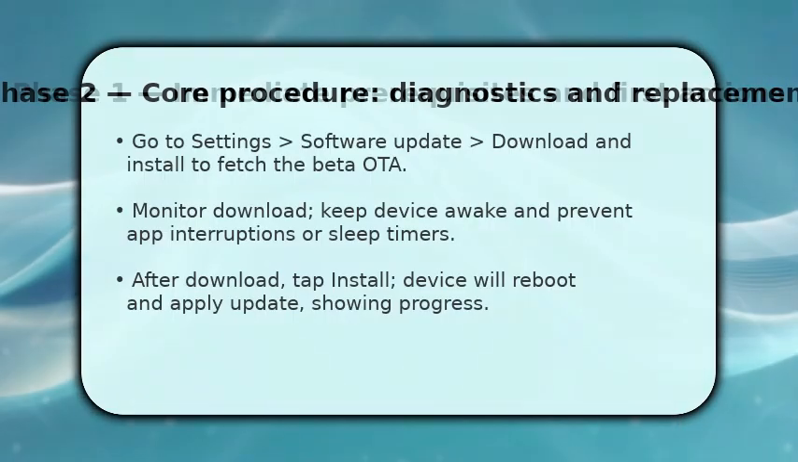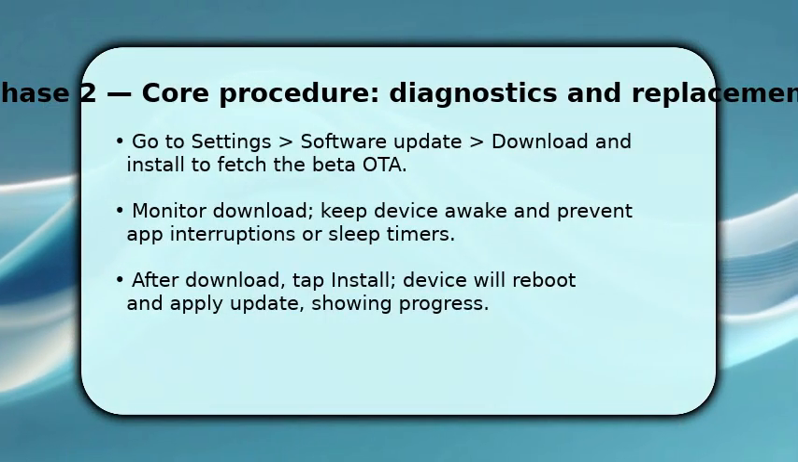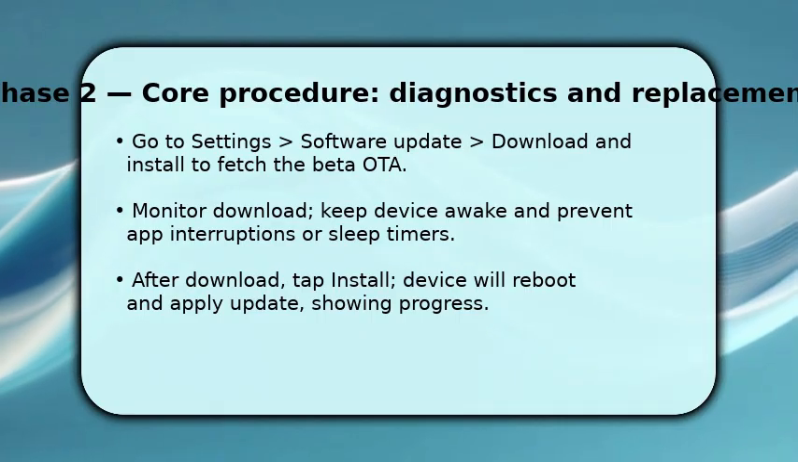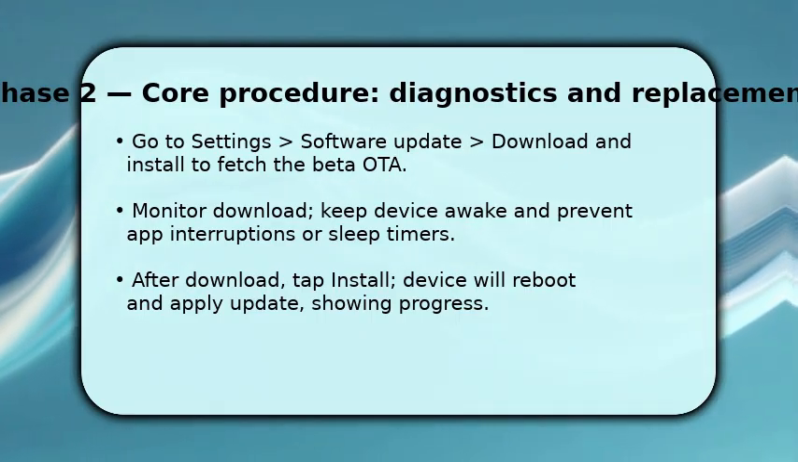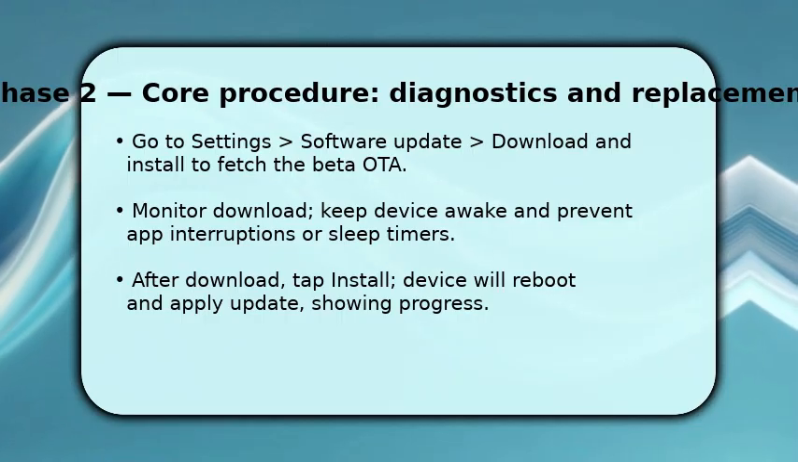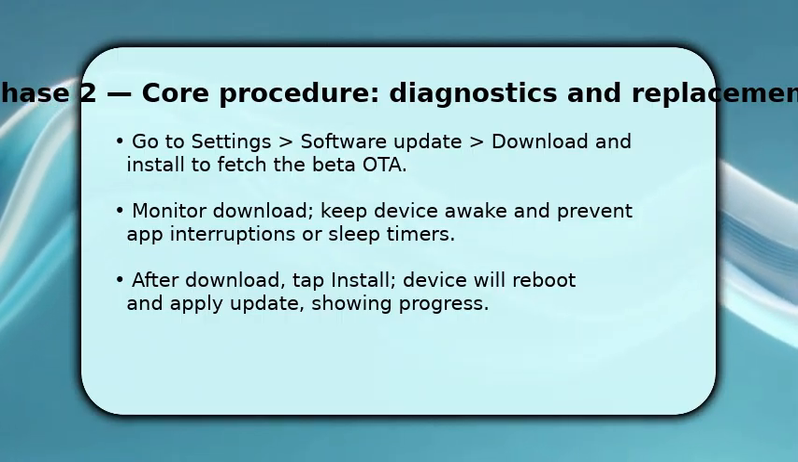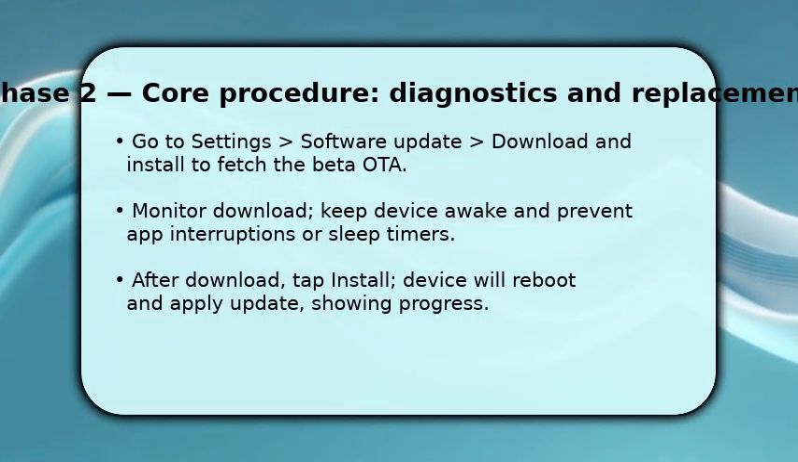You now fetch and install the OTA. Go to Settings, then Software Update and choose Download and Install. This locates the enrolled beta build. While it downloads, keep the screen awake and avoid heavy apps. Interruptions can corrupt the package.